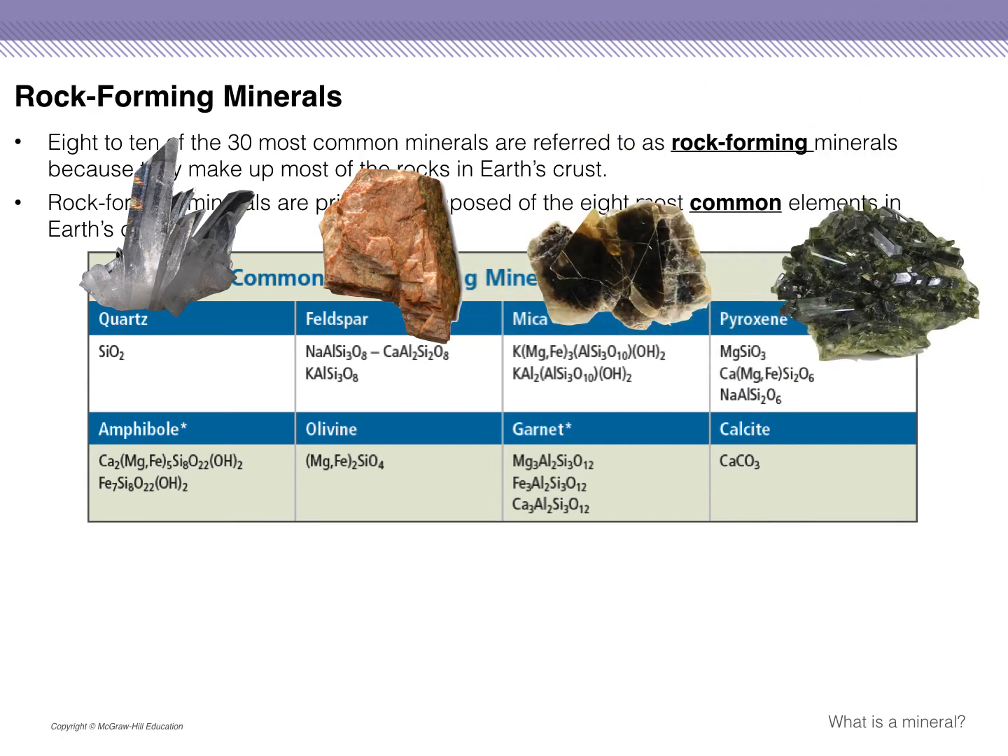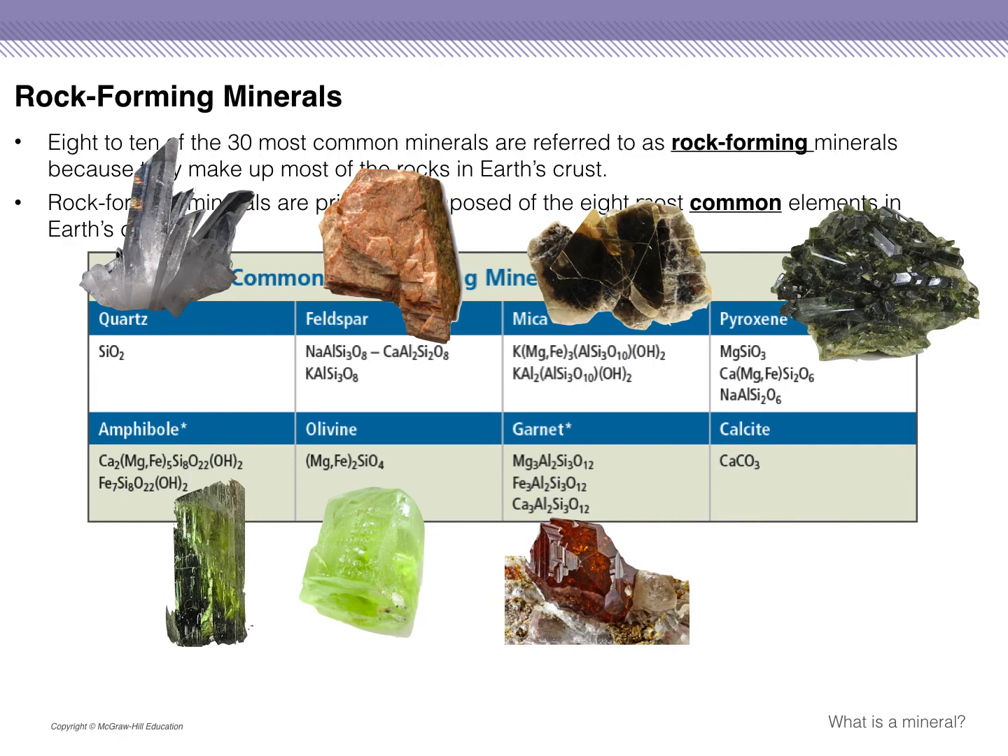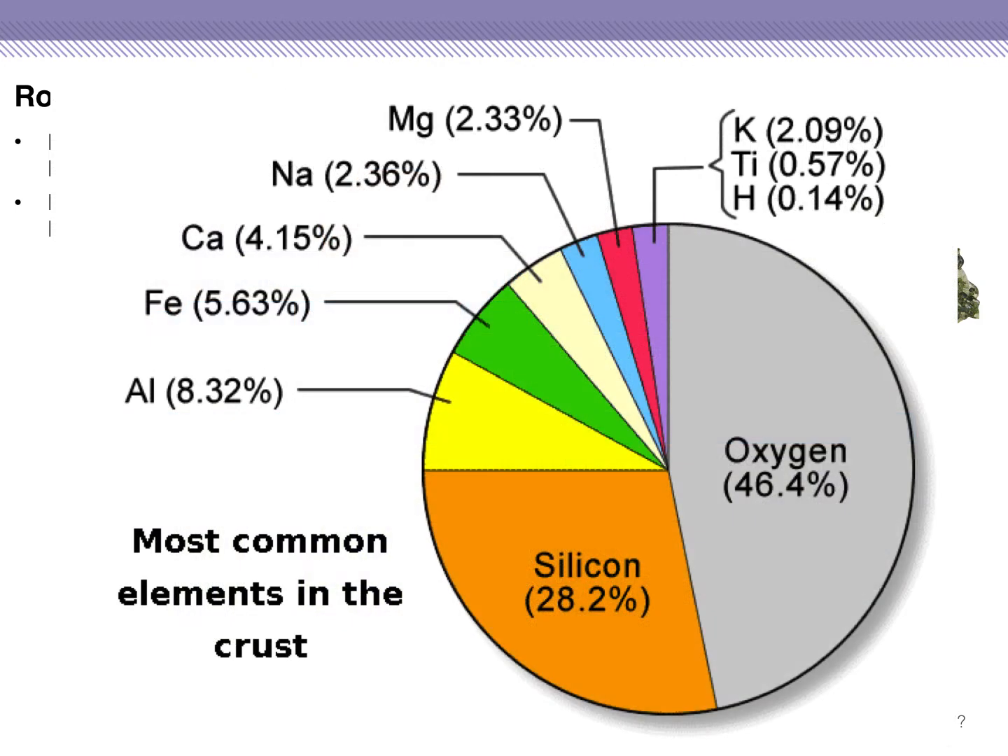pyroxene, amphibole, olivine, garnet, and calcite. They all have different colors, they all have different structures, they all have different crystals. But what they all have in common is these 8 most common elements are in their formulas. So if you look at their formulas and you look back at this pie chart, you will see that those are the elements that make up the most common elements that are in the rocks of the Earth's crust.